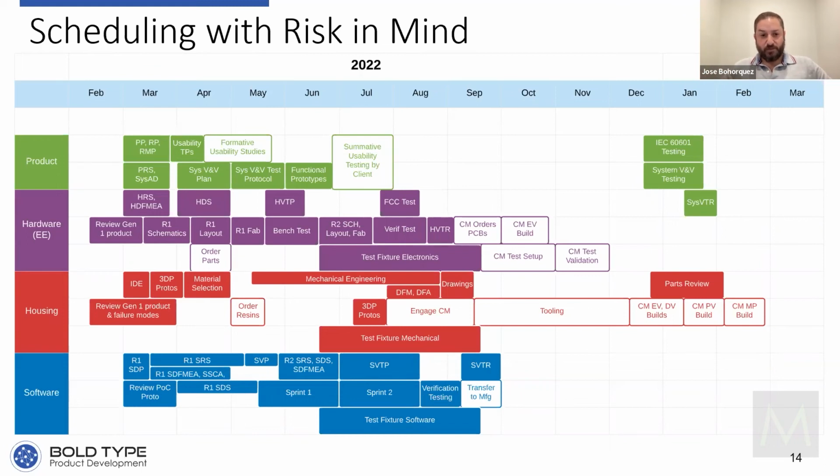Another thing that I'm showing here that's related to risk, where you see on the top left where it says formative usability studies. So usability, it's important, right? You want to make sure that what you develop is usable by the intended user. And there's two types of usability studies that you commonly do.